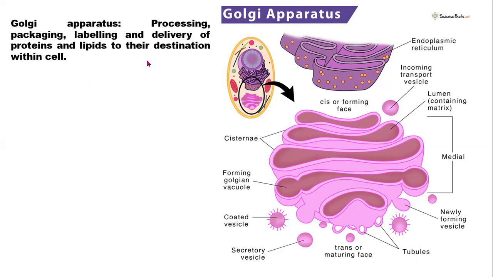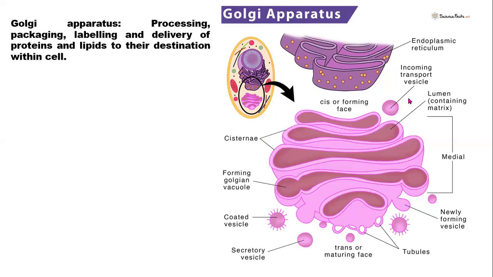Number 2, we have the Golgi apparatus, which functions in the processing, packaging, labeling, and delivery of proteins and lipids to their destination within the cell. After the endoplasmic reticulum carries out its function, be it the rough or the smooth, either protein or lipids are produced. So they need to be what? Processed and packaged appropriately and delivered to the appropriate destination within the cell. So the Golgi apparatus carries out the processing, packaging, and delivery of the synthesized protein or lipids.